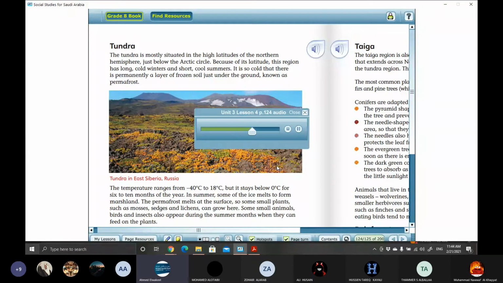In summer, some of the ice melts to form marshland. The permafrost melts at the surface, so some small plants, such as mosses, sedges, and lichens, can grow here. Some small animals, birds, and insects also appear during the summer months when they can feed on the plants.